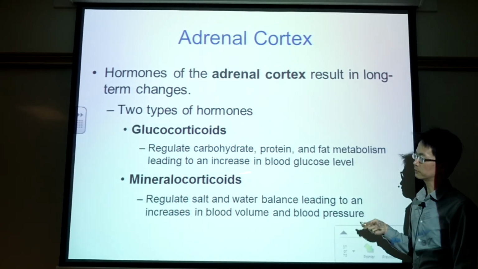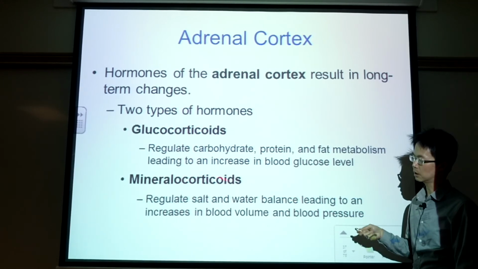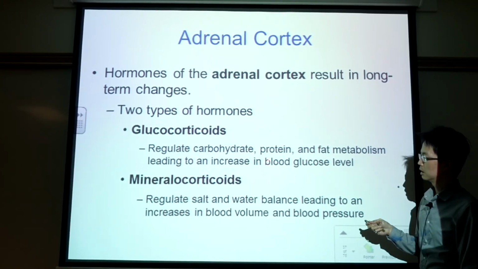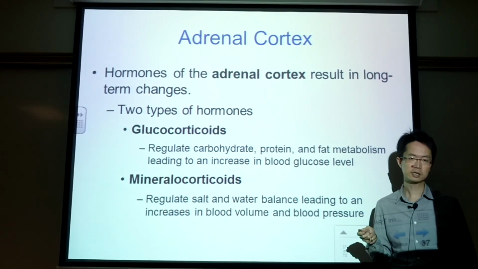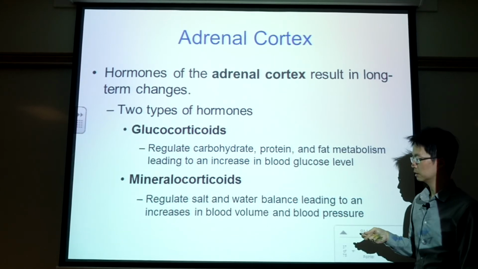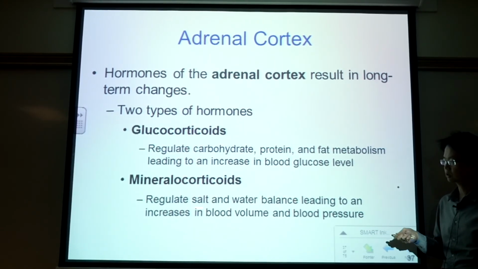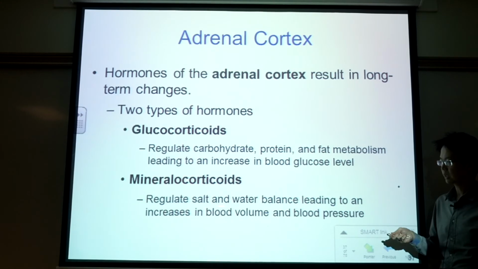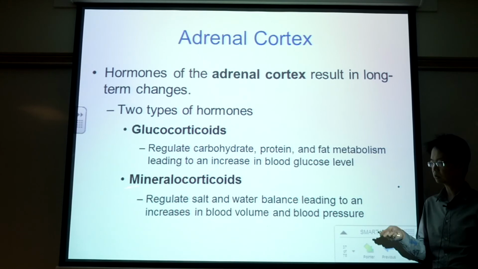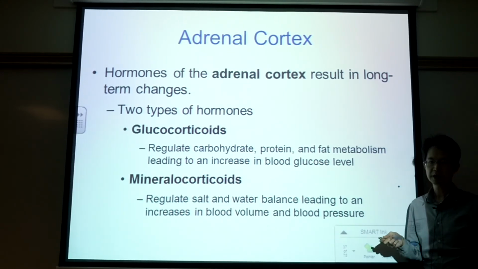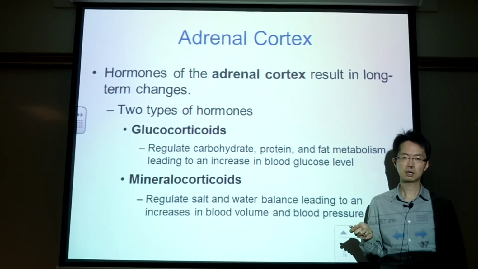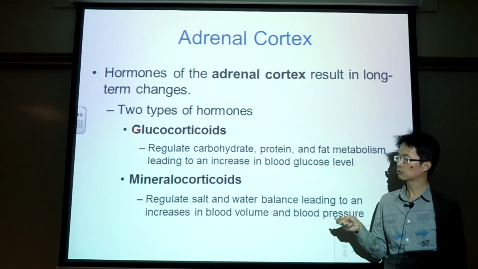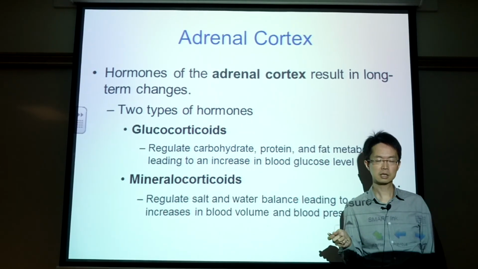Adrenal cortex secretes two types of hormone, glucocorticoid and mineralocorticoid. Glucocorticoids are mainly to increase the glucose level in our body to deal with stress. And the mineralocorticoid has something to do with regulating salt and water balance to maintain or to increase the blood volume and blood pressure. So this one, mineralocorticoid, we have talked about in the urinary system. The one that we talked about is aldosterone. And for glucocorticoid, the example will be cortisol.